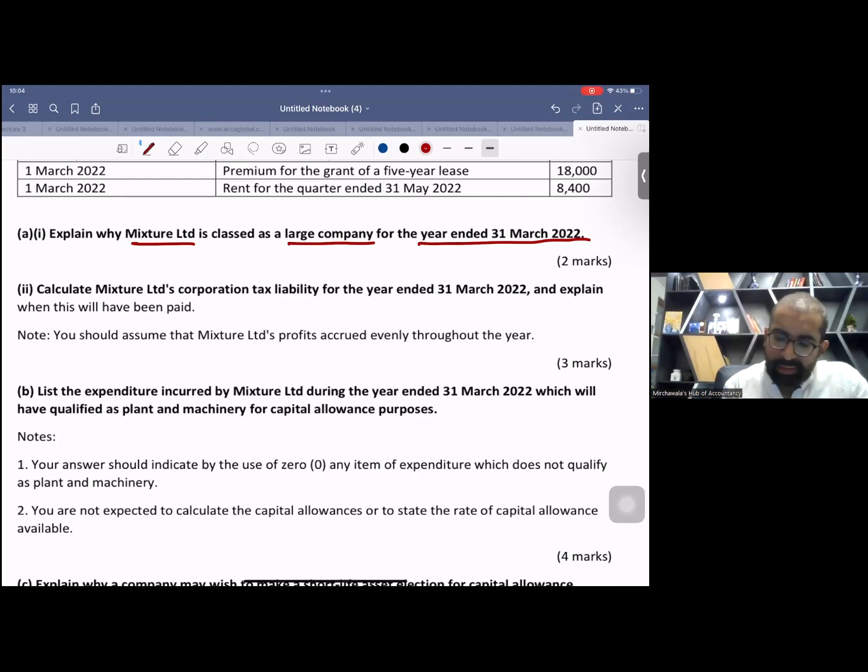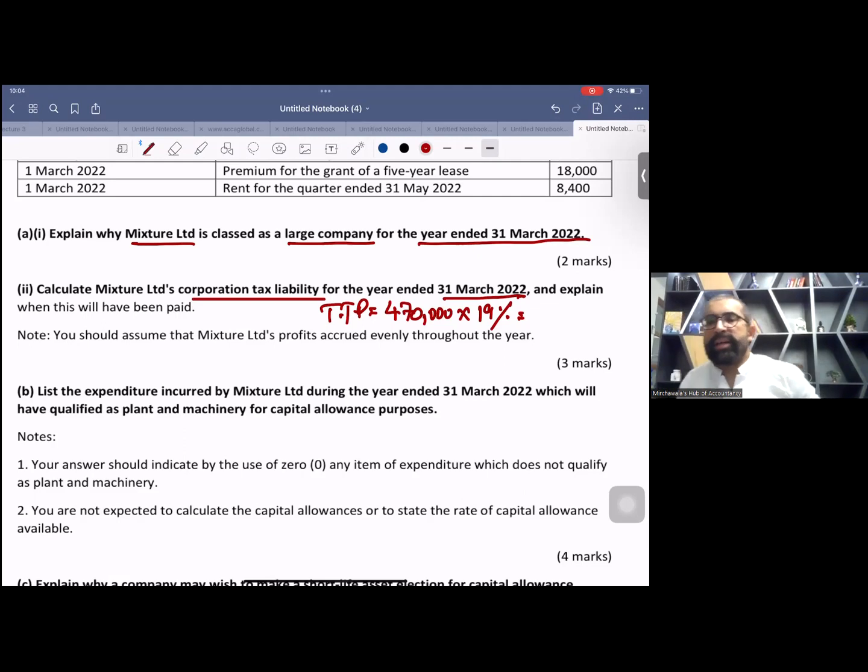Next, calculate the Mixer Limited corporation tax liability for the year ended 31st March 2022. What is TTP? TTP is 470K times 19%. 470,000 times 19%. Come on, do it. How much? 89,300. Okay, thank you. This is your corporation tax.